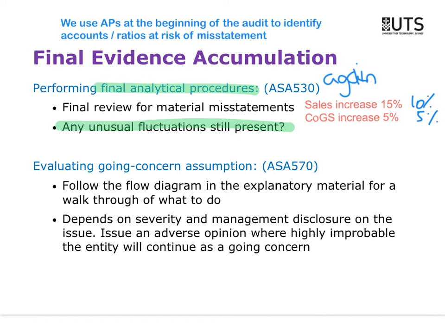So at the end, I do these final analytical procedures and you repeat everything you did at the beginning. The next thing that you do is that you also go and look at going concern from ASA 570. Okay? Oh, and I just realized, I think I have an error here. That's ASA 520, I'm pretty sure, analytical procedures. All right. So you have to go look at going concern. What is the going concern assumption? Company will be able to pay their debts as they fall due.